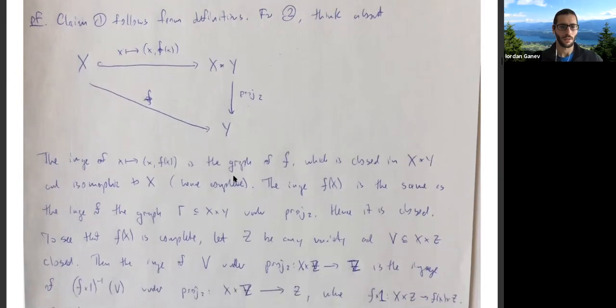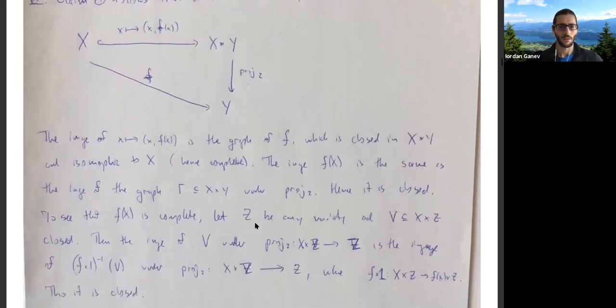To see that it's complete actually takes a little bit of thought. Let's take any variety Z, and we take a closed subset in X cross Z. Then, sorry, let me make sure this is right. Just a second.